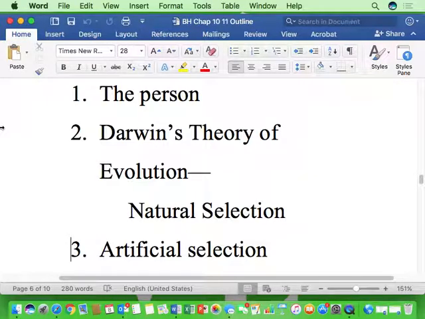So for natural selection, it's through genetics. Well, it's all going to be through genetics because you get your traits through genetics. But with natural selection, it's nature that's deciding. Like with the giraffes, it was because the leaves were high in the trees that the longest giraffes could get to them.